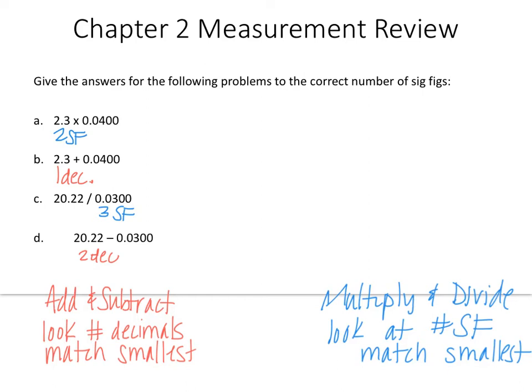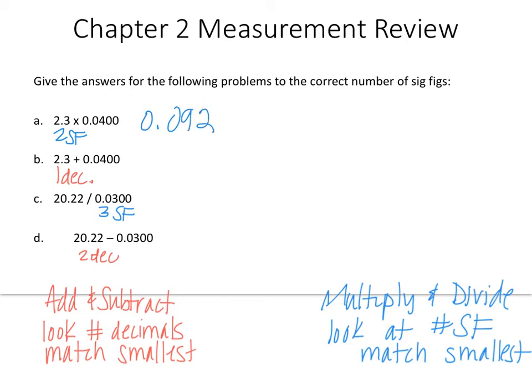So I'm going to work the ones for multiplying and dividing in blue, and then I'm going to work the ones for adding and subtracting in red. So this first one, because that 2.3 only has 2 significant figures, we would put our answer as 0.092. And so that has 2 significant figures.